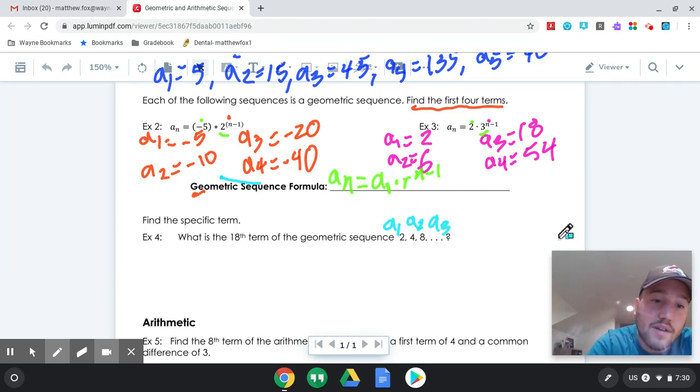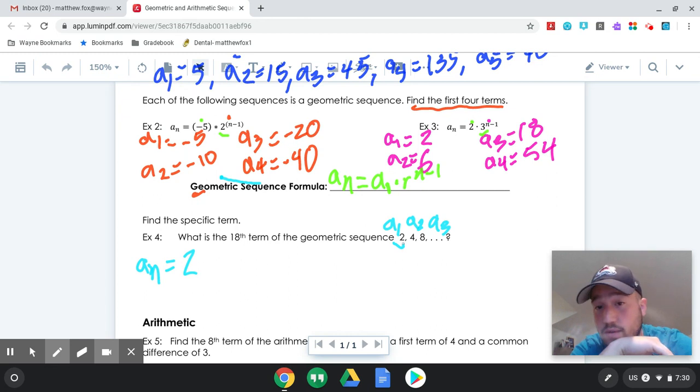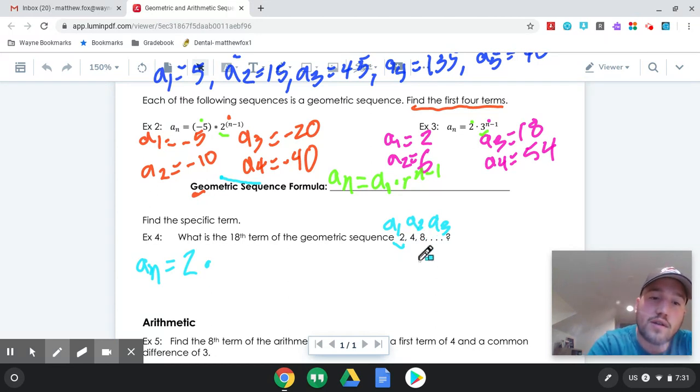So, still going to start with a sub n, and it's going to equal whatever a sub 1 is, which in our case, we know is 2. It's the first term. It's always the first term. Okay? Now, times whatever r is, our common ratio. So 2 goes to 4, 4 goes to 8. In both cases, 2 times 2 is 4, 4 times 2 is 8. So 2 times 2. Okay? Now, 2 will be raised to the n minus 1.